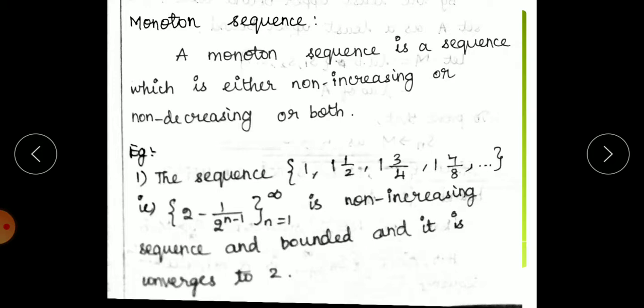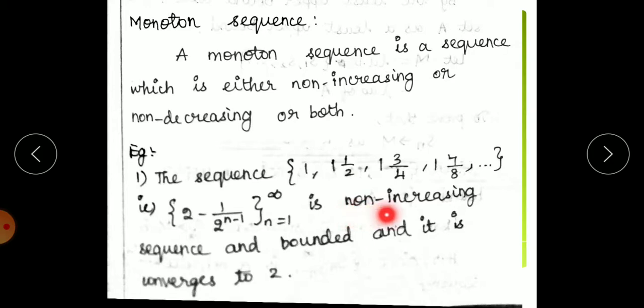See the first example. The sequence 1, 1 by 2, 1, 3 by 4, 1, 7 by 8, that is 2 minus 1 by 2 power n minus 1. This is the sequence, n equal to 1 to infinity, is a non-increasing sequence and it is bounded and it converges to 2. And it has a limit as 2.